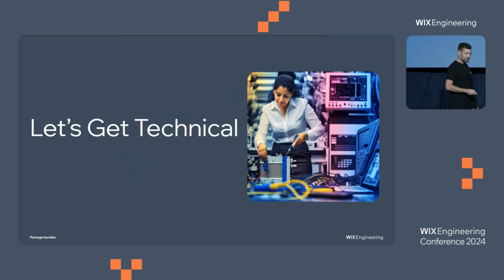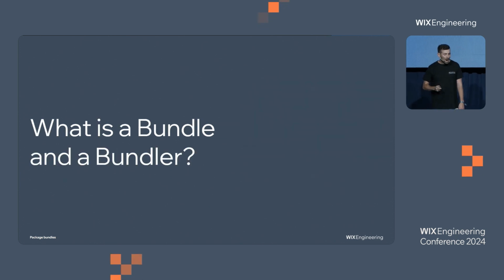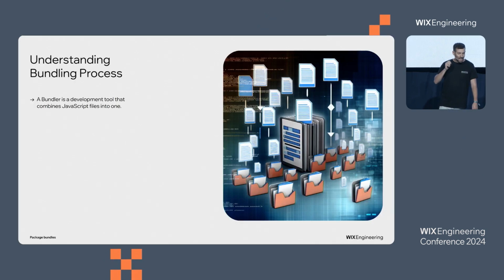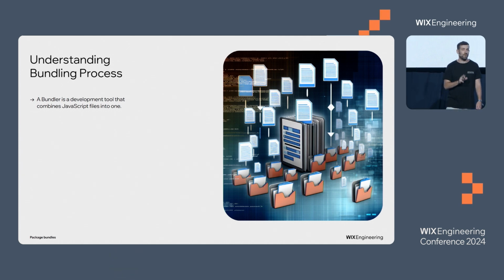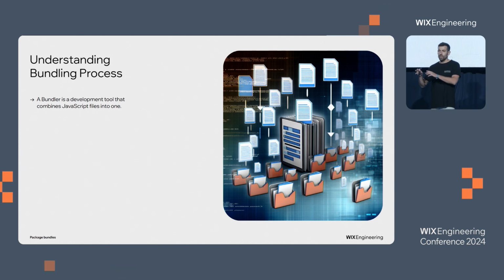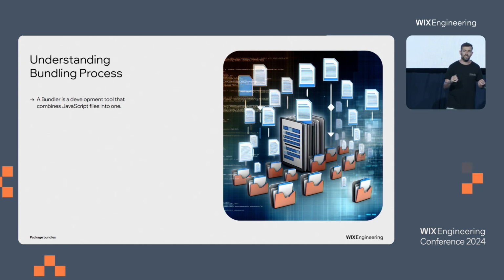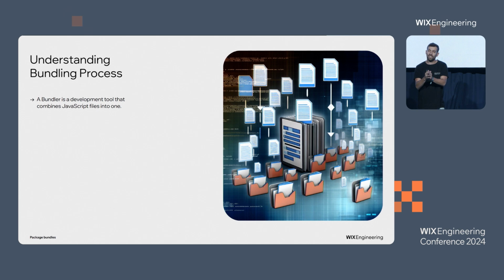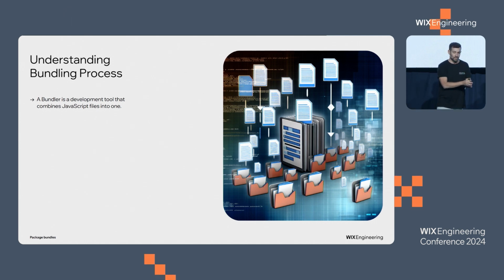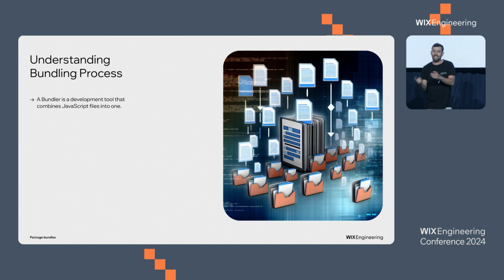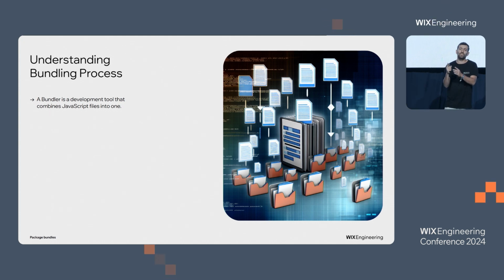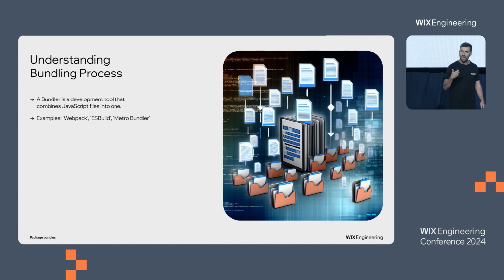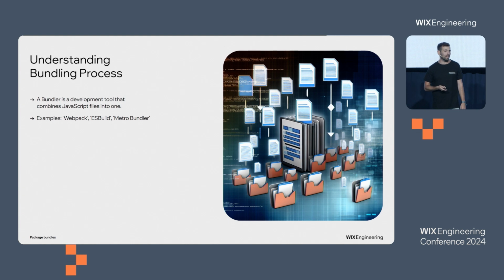So now let's get a little bit more technical and understand what is a bundle and a bundler. A bundler is a development tool that combines JavaScript files into one. What does it mean? You can work in your own environment. You have a lot of files, you have a lot of directories. You don't need to worry about name conflicts. And the bundler takes all those files, combines them together into one executable file that's served to the client. So you don't need to worry about all those files. The client doesn't have to fetch a lot of files, so the bundler is like the bridge between the developer and the client. Examples for bundlers are Webpack, ESBuild, and Metro Bundler, which is the bundler that we use in React Native.